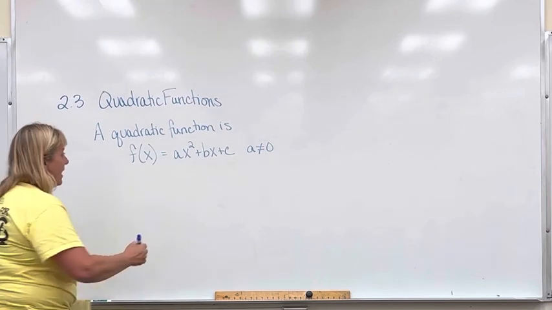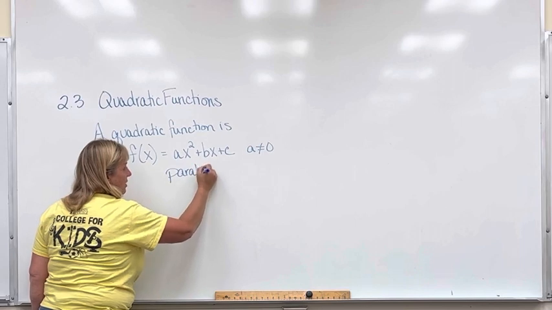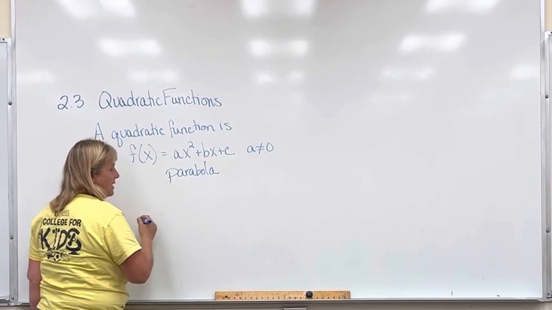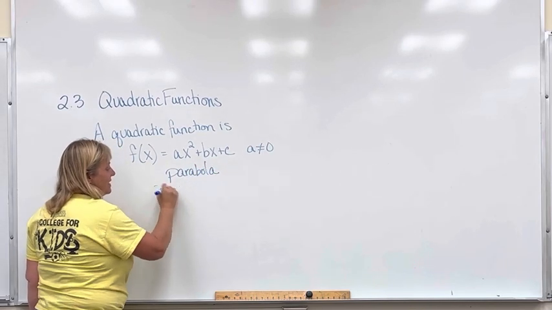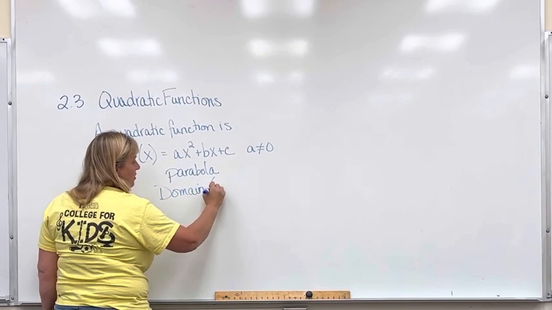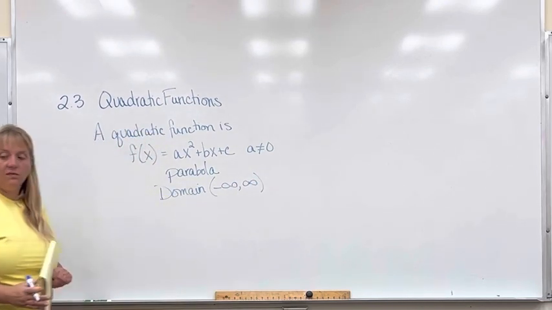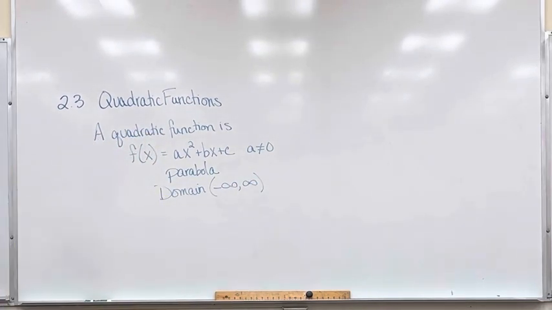And this guy is our parabola, which we've already talked about a little bit, we're just getting into it much deeper here. And the nice thing about the quadratic function is when it comes to the domain, we can use all real numbers. So we can go from negative infinity to positive infinity. Because you can square any number, you can multiply any number by b. So all real numbers here, which is really nice.